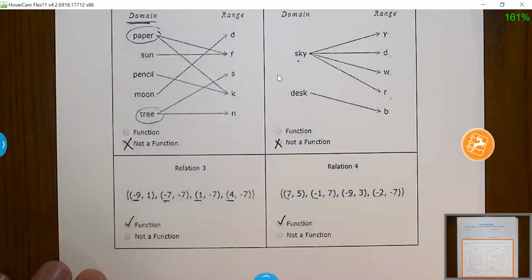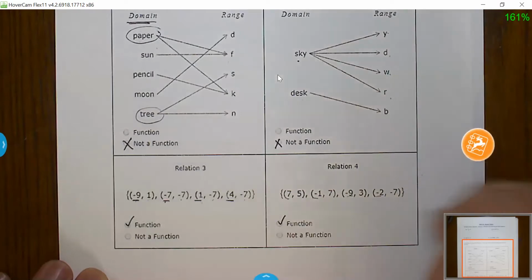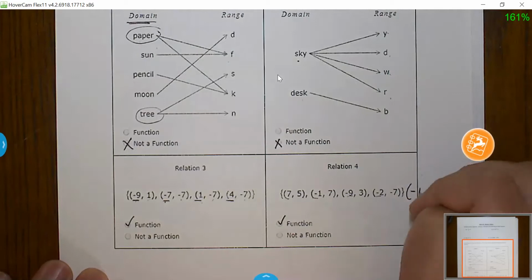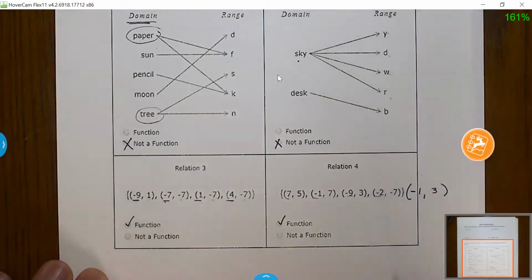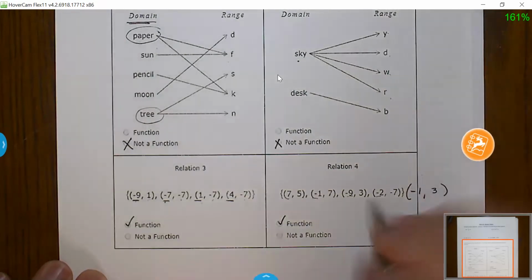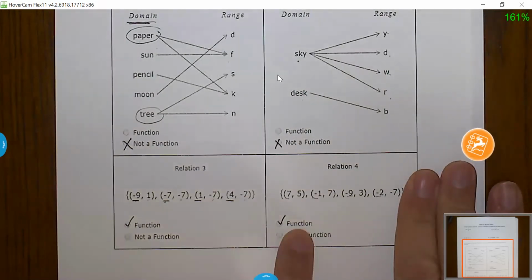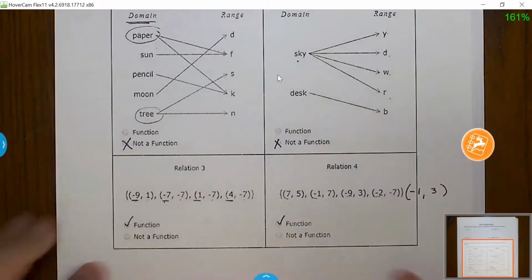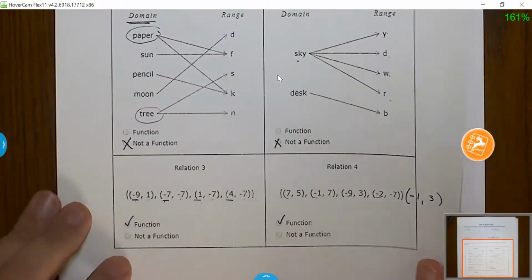It is a function. Now, if I added to it, if I said the point here, -1, 3. If I added on this point to it, -1 outputs to 7 and -1 outputs to 3. That would make it not a function, okay? But the function as it was a function, okay? Let's move on to the next topic.